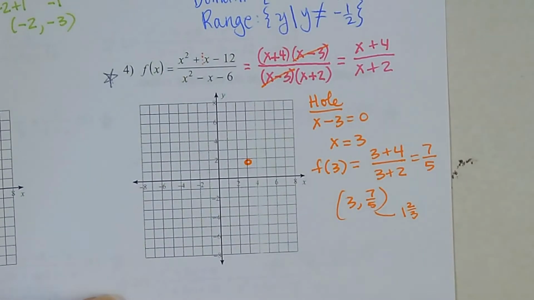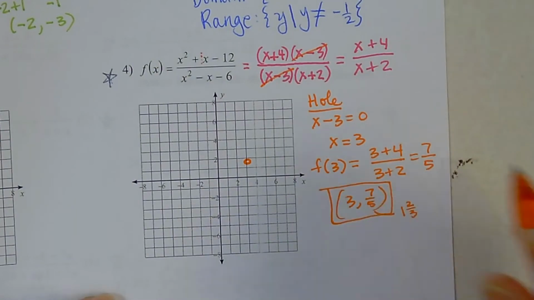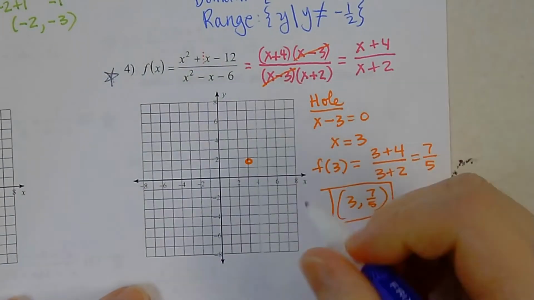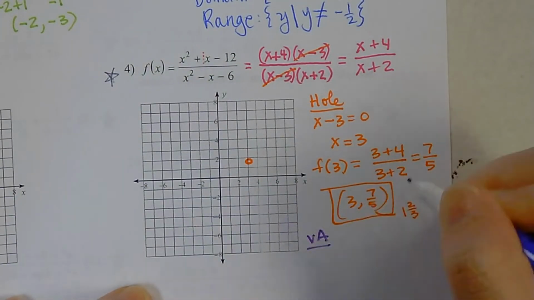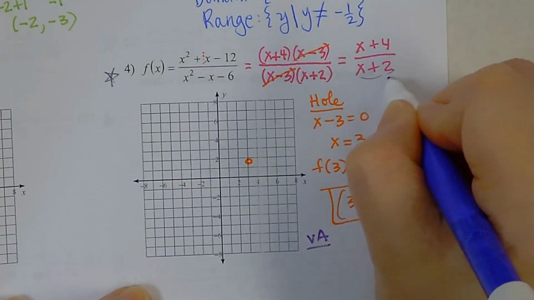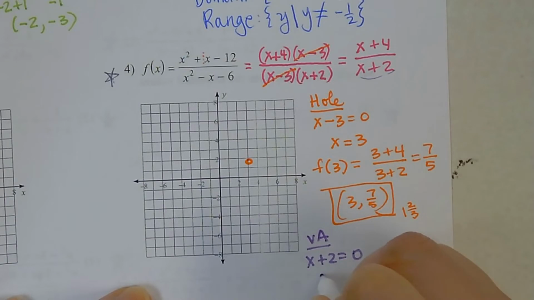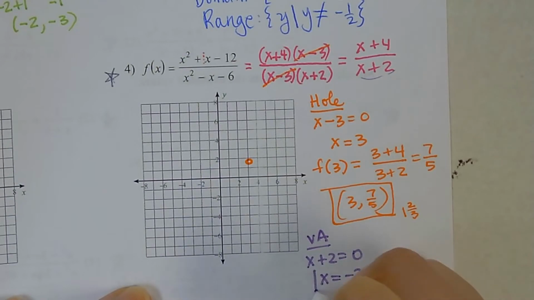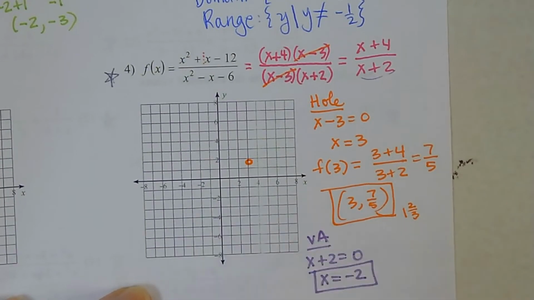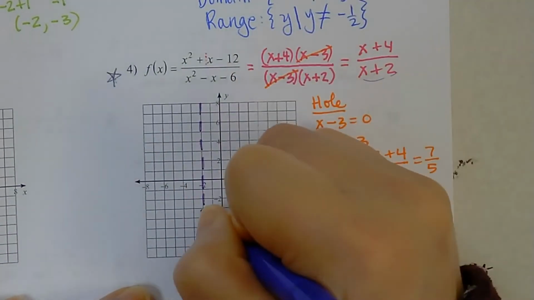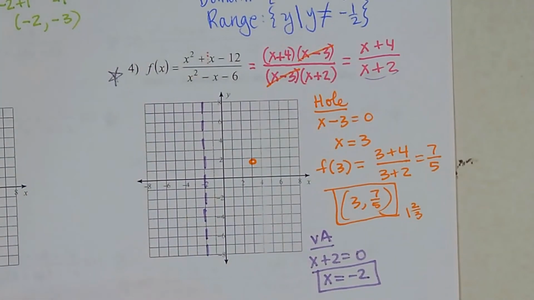There's the hole. All right, so there's the hole, and then we're going to find the vertical asymptote, which was purple. So vertical asymptote, where whatever's left, that's our vertical asymptote right here. So we got x plus 2 is equal to 0, so x is equal to negative 2, because negative 2 plus 2 is 0. There we go. We just know that it's going to approach that, never getting there.